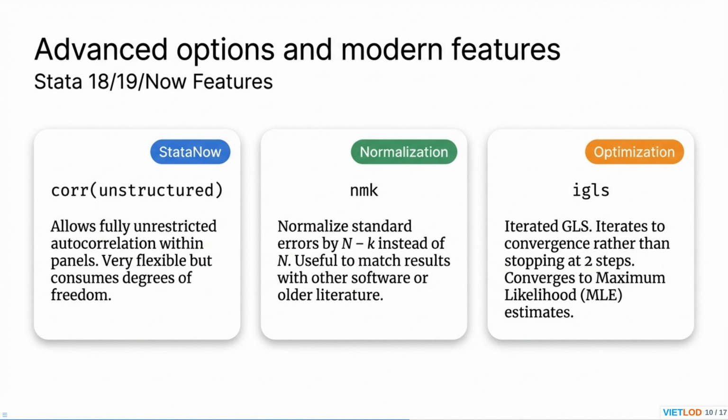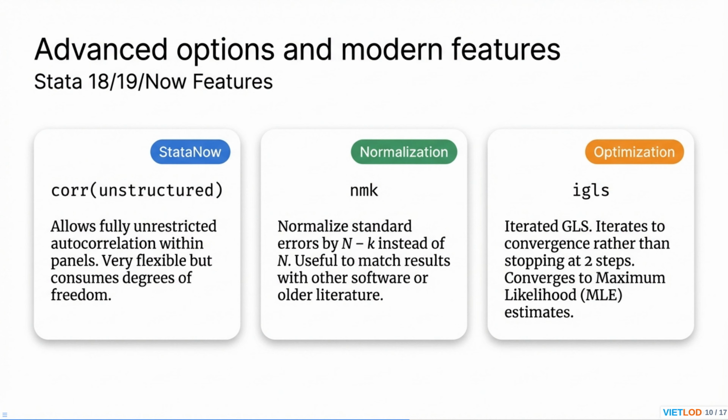Building on our discussion of fundamental generalized least squares estimation, modern versions of Stata, specifically 18, 19, and the StataNow releases, introduce advanced options that offer even greater flexibility and precision. First, the corr unstructured option, available with StataNow, allows for fully unrestricted autocorrelation within panels. While highly flexible in modeling complex temporal dependencies, it's important to remember that this consumes a significant number of degrees of freedom, requiring sufficient data to ensure reliable estimation.